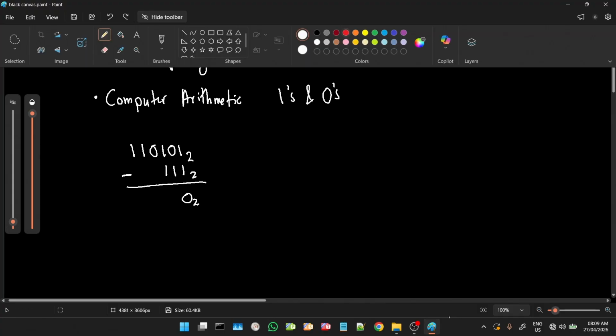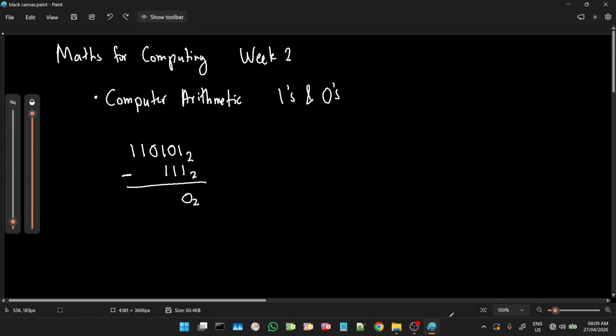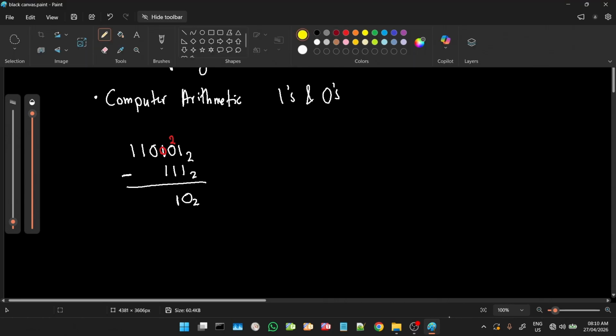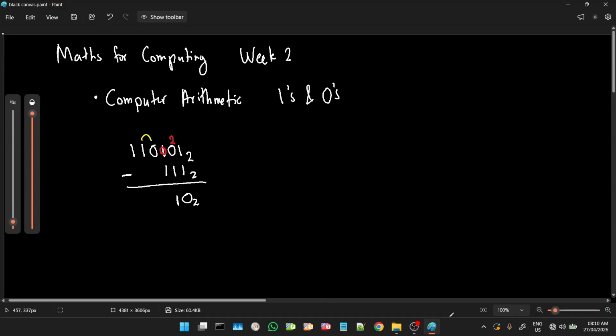So let me take another color. This becomes a 0 and this becomes a 2. So 2 minus 1 is 1, right? But this is a 0, and you can't subtract a 1 from a 0. So what you do is you borrow this one here. This becomes a 2, right? So from this 2, you borrow a 1 here. So this becomes a 2 and this becomes a 1.